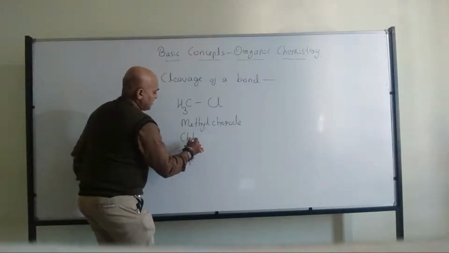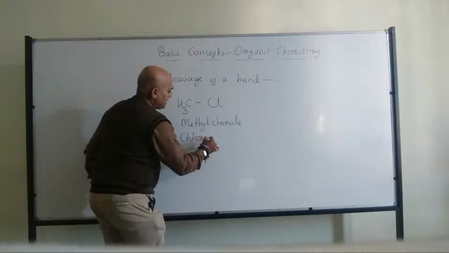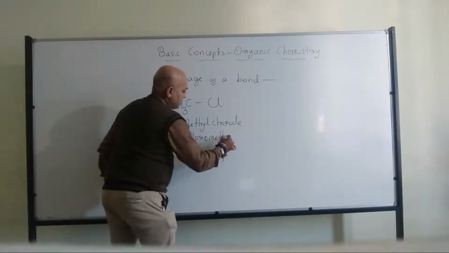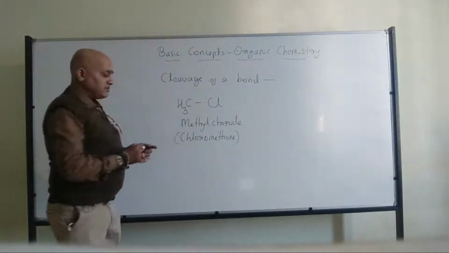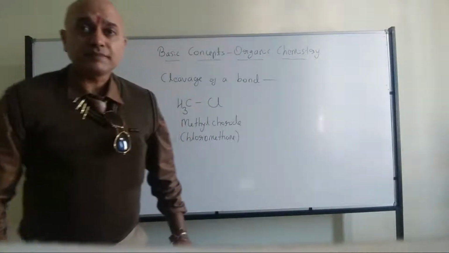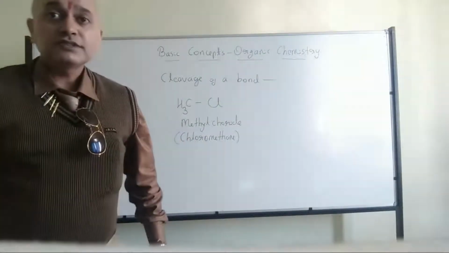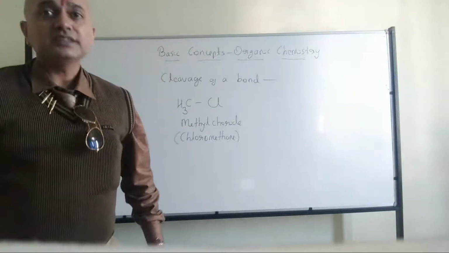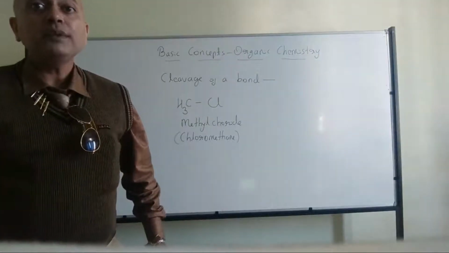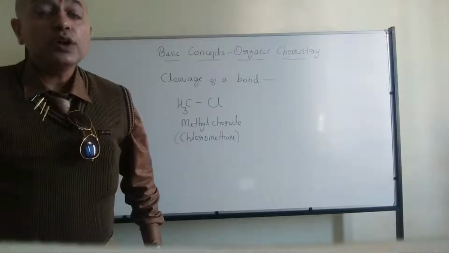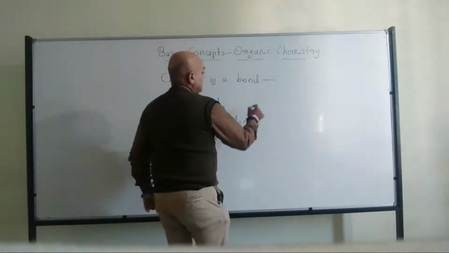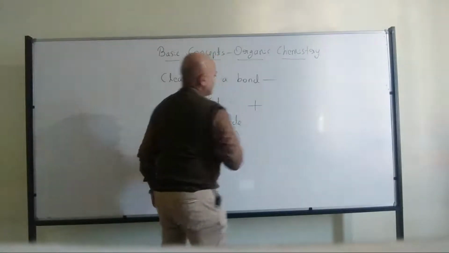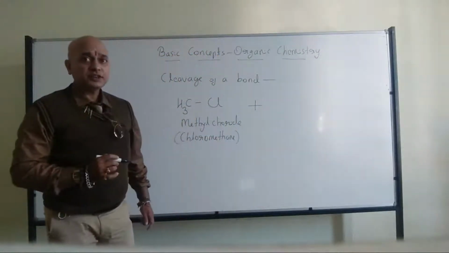We can call it chloromethane. Okay? Because we know that halogens will be used as a prefix, not as a suffix. So methyl chloride is a general name. Chloromethane, we can call it chloromethane. Okay. Now, there will be a reaction.